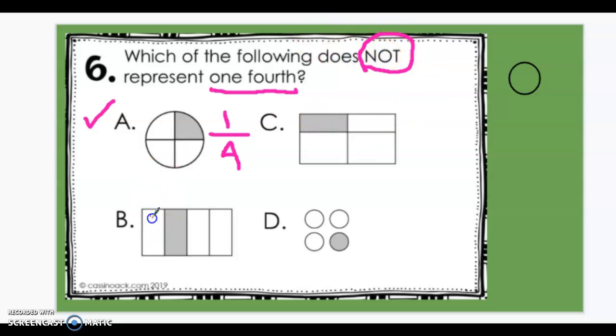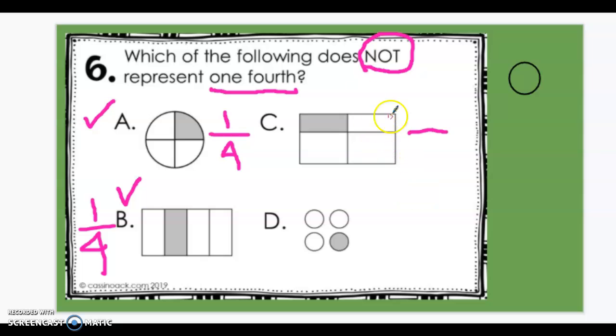Let's look at letter B. How many pieces do we have in our whole in letter B? We have 4 pieces. And how many are shaded? Just 1. So 1/4 is shaded. That matches what the question is asking of representing 1/4. Letter C. How many pieces do we have here?